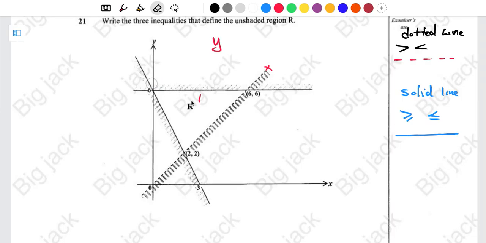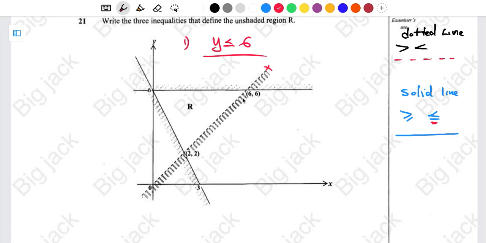So according to what we have here, this is the solid line, so we have to use greater than or equal to or less than or equal to, since it is a solid line. Now the part which is not shaded is less than, so we have to use less than or equal to. Then it is cutting at what number? 6. As simple as that.